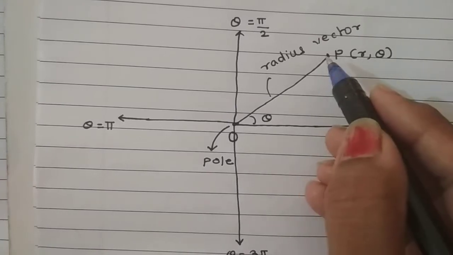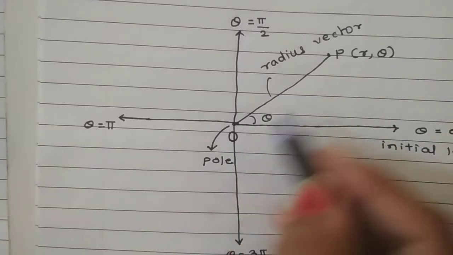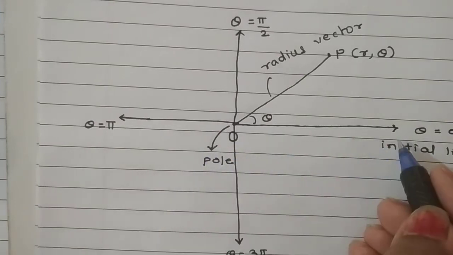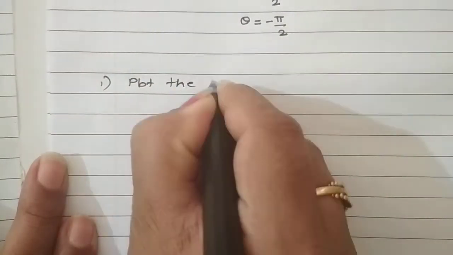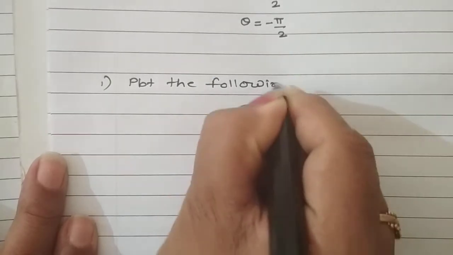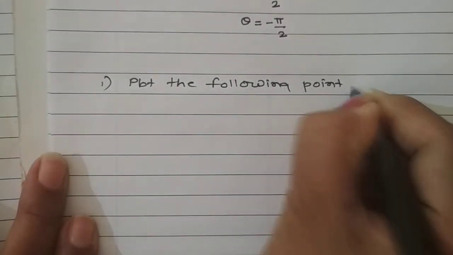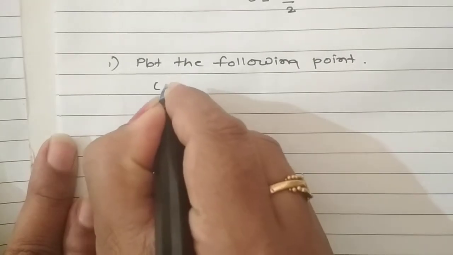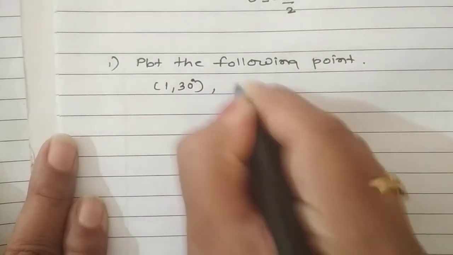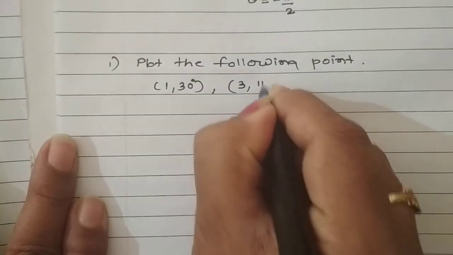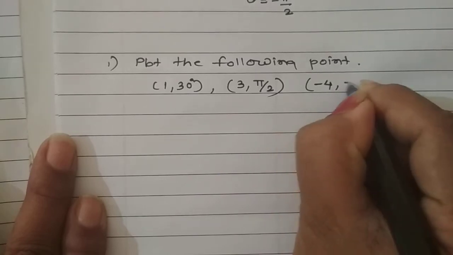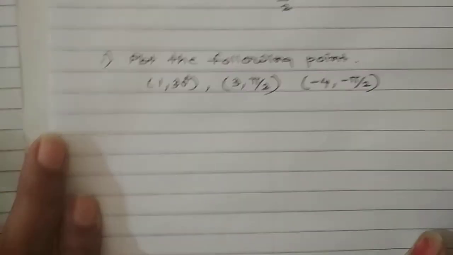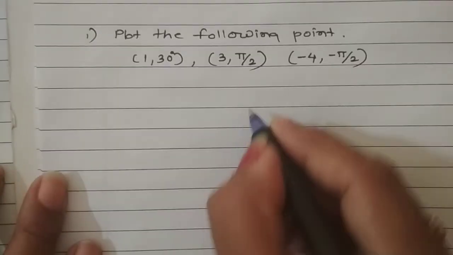The coordinates in the polar system are (r, theta). r is the distance between the point and the pole, and theta is the angle between the radius vector and the initial line. Now, our question is: plot the following points in a polar graph. First is (1, 30 degrees). Next is (3, 90 degrees), that is pi by 2. Then (-4, -pi by 2). How do we plot these points in the polar system?